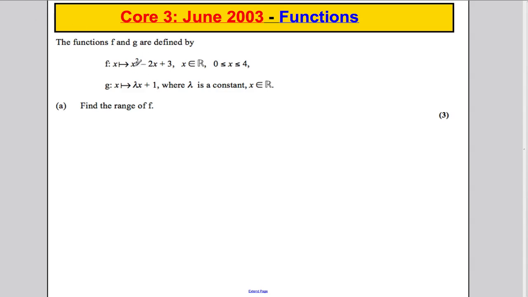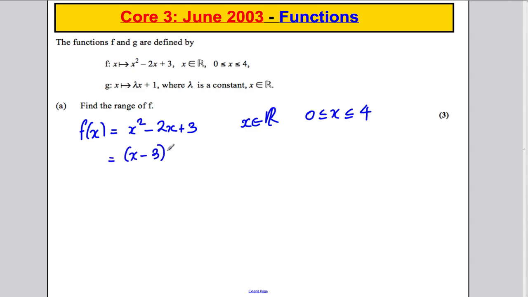Okay, here's our function f of x and g of x. Find the range of f. F of x is given by x squared subtract 2x plus 3. We're told that x is any real number, but as long as x is between 0 and 4. Now, what does this graph look like in general? Well, it can't be factorised. Just looking at it, it doesn't actually work as a factorisation, so there's no point going there.